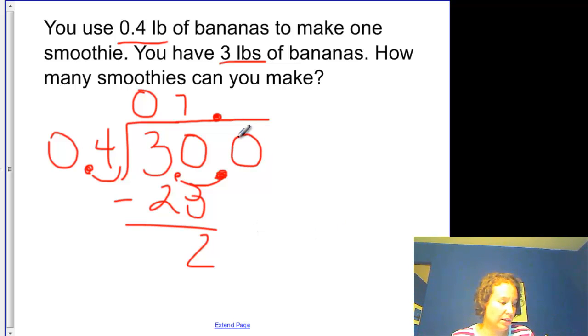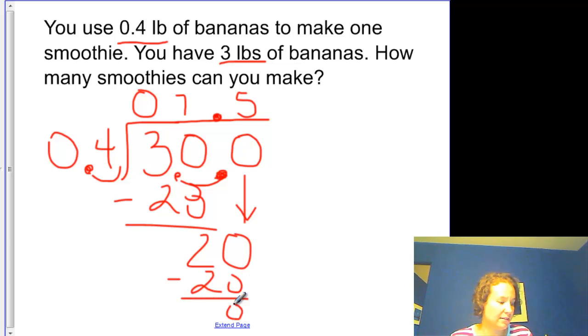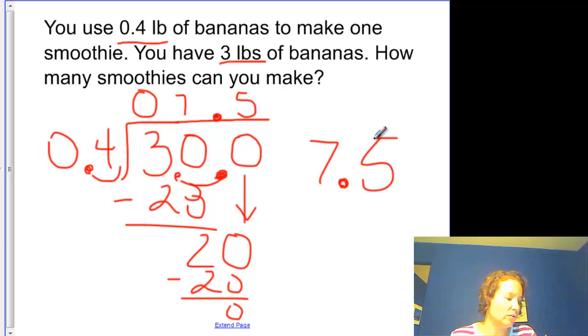Now I'm going to add a 0 here and bring that down right there. How many times does 4 go into 20? 4 goes into 20 exactly 5 times. 5 times 4 is 20. If I subtract that, I get 0, which is good. When you get 0, that means you're done. So that I know I can make 7.5 smoothies. So 7.5 smoothies, or if I can only make full smoothie amounts, I would be able to make 7 smoothies with my 3 pounds of bananas.